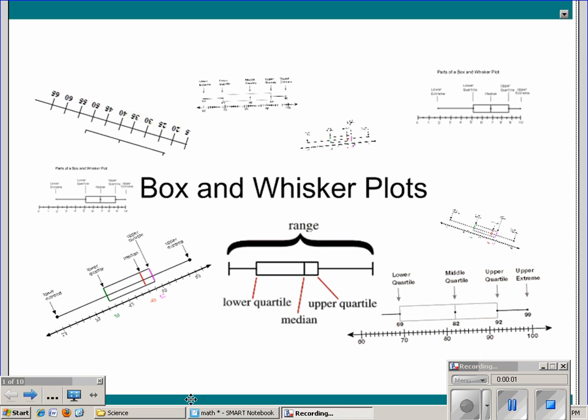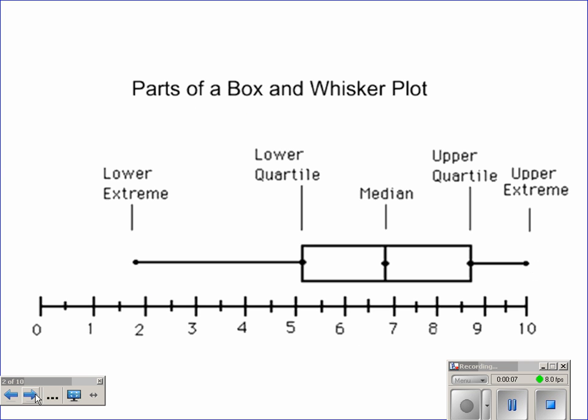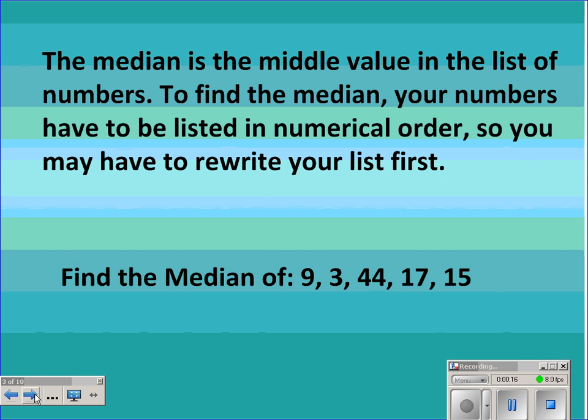This video will help you interpret box and whisker plots. These are parts to a box and whisker plot: lower extreme, lower quartile, median, upper quartile, and upper extreme. The median is a middle value in the list of numbers.